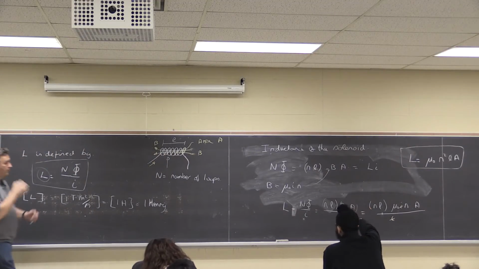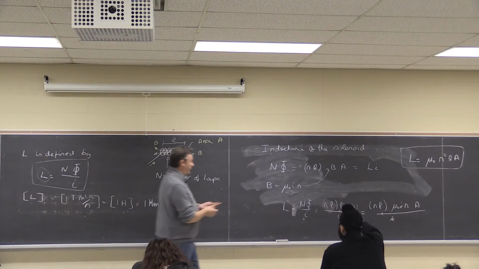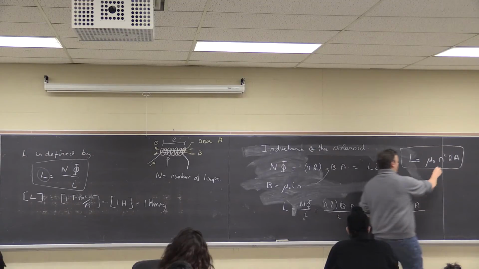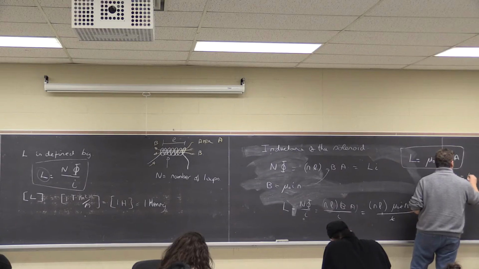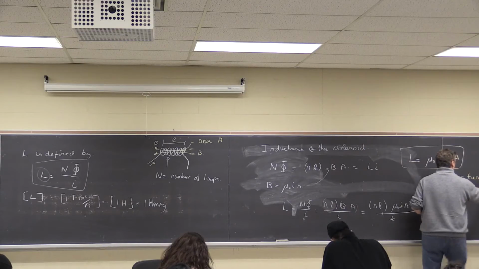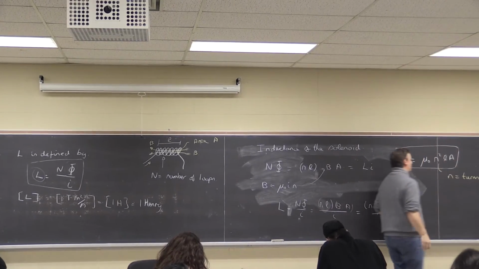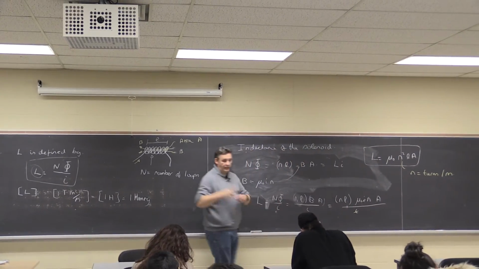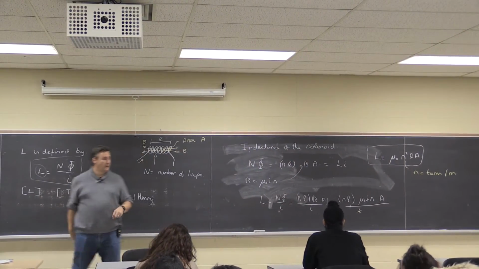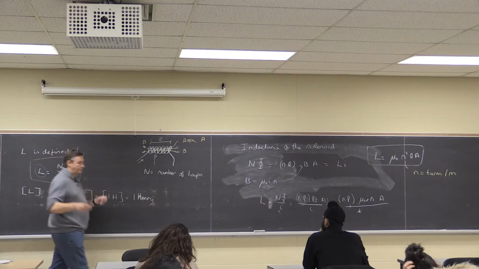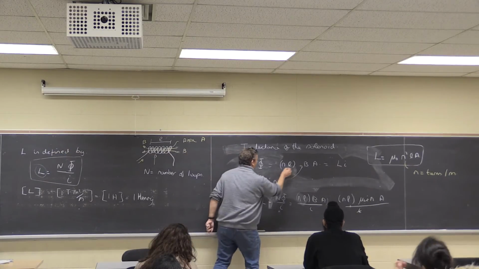Yeah. So small n is the turns per meter? Yeah, small n is turns per meter. Capital N is the physical number of turns. So small n times L equals capital N.